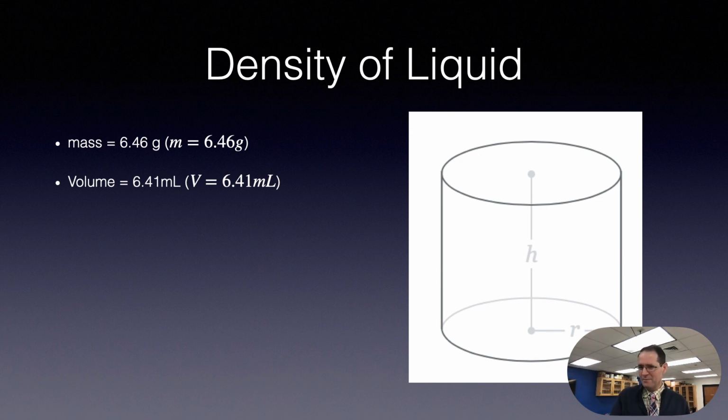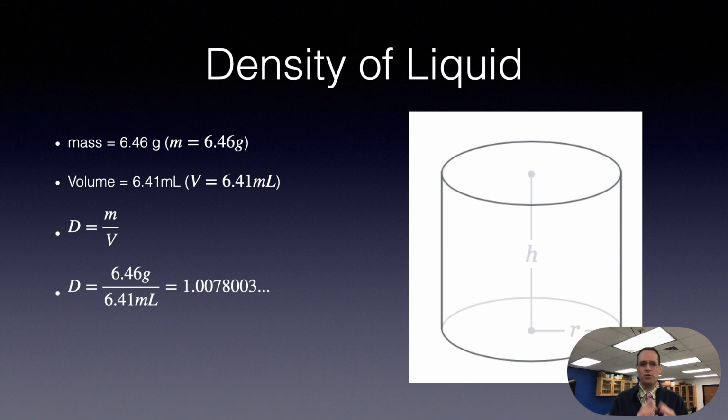So the mass is easy to measure. The volume is easy to measure here with liquids. And of course, we use the density formula. Please memorize this at this point in the course. And the density is 6.46 grams divided by 6.41 milliliters. And we get a very long number on our calculator display, okay? Now, each of these numbers has 3 sig figs, so we want to round the final density off to 3 significant figures, which gives us 1.01 grams per milliliter. The density of water, as you know, should be 1, but this is real life.